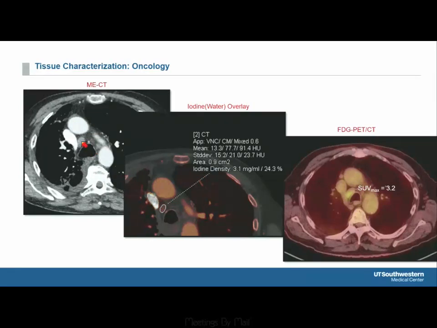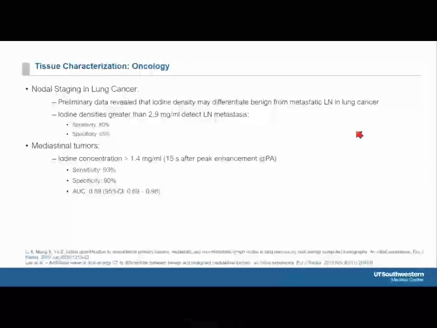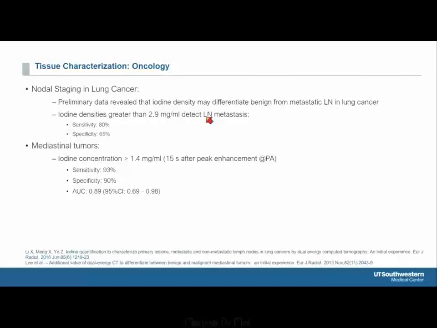Like in this case, we have a borderline lymph node in the patient with a right-sided lung cancer. Measuring the density of iodine in that lymph node, we have 3.1 milligrams per ml. That lymph node was avid on FDG PET and was proven to be metastatic on transbronchial biopsy.